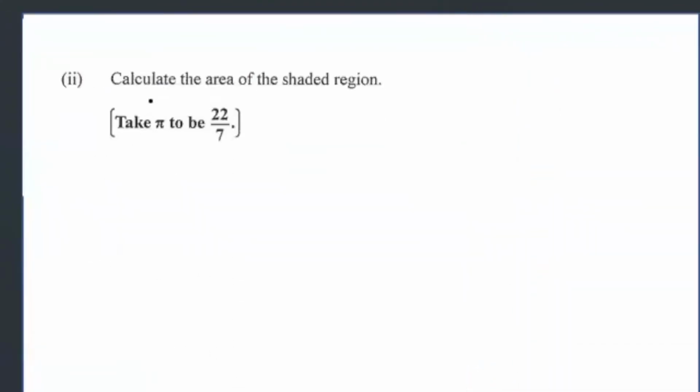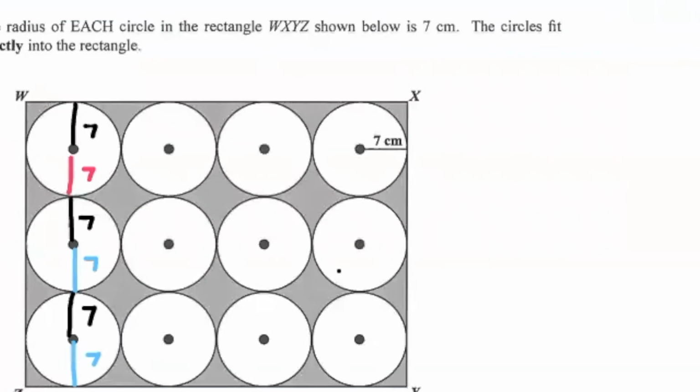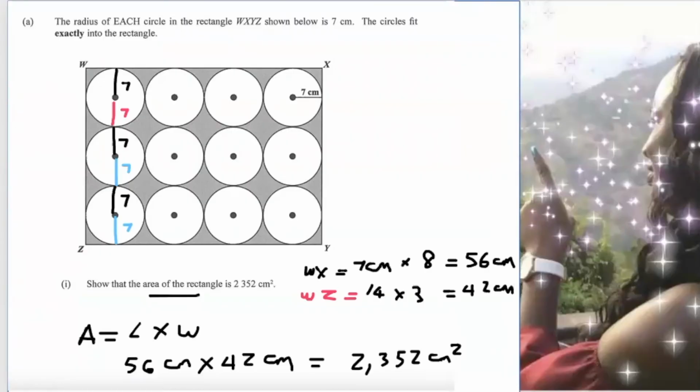Now the second part asks us to calculate the area of the shaded region. We have the area of the rectangle. The shaded region is the region that is not covered by the circles. So I can find the area of one circle. Then if I know the area of one circle, I can find the area of all the circles. Finding the total area of all the circles, I can subtract that from the area of the rectangle, and that will give me the area of the shaded region.